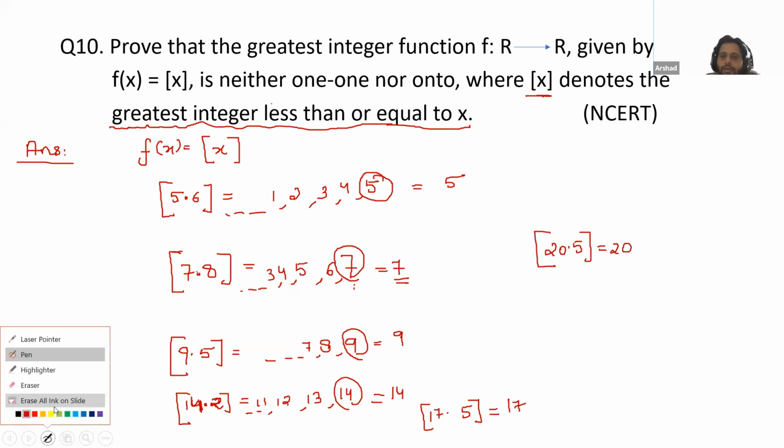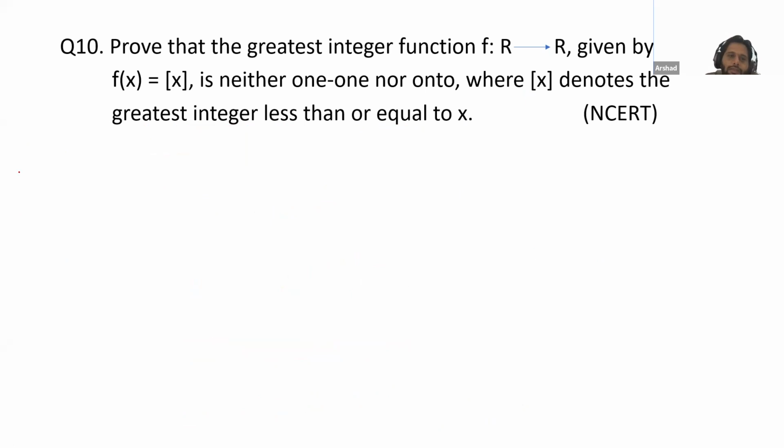Okay. Now, they are asking to prove that this is neither one-one nor onto. So we will just give a simple example. There's no need to complete the proof, just give an example. You need to give two values which have the same image. So Fahad, please tell me two numbers which have the same image. Means I will put one value in the greatest integer function, I will get an answer, and I will put the next value, I will get the same answer.